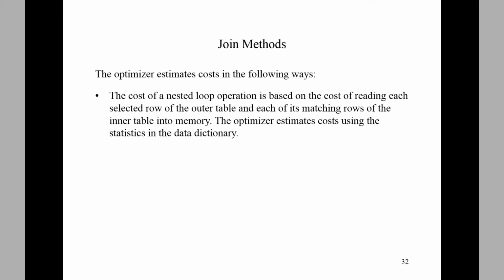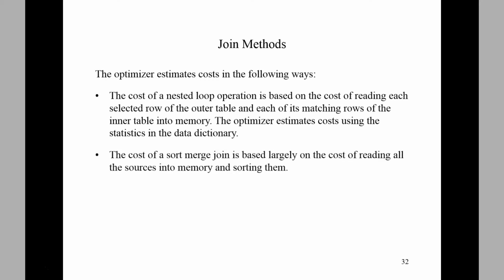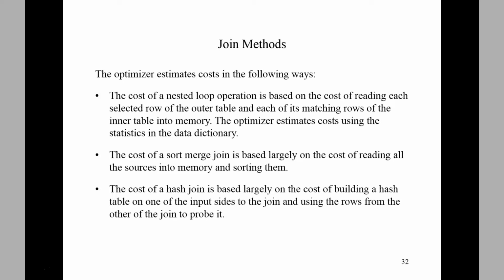The optimizer estimates the cost using statistics in a data dictionary. Remember, query optimization does not necessarily produce an optimal execution plan. It generally produces a good or efficient execution plan. And this is the result of these statistics contributing to estimation. The cost of a sort merge join is based largely on the cost of reading all the sources into memory and then sorting them. And the cost of a hash join is based largely on the cost of building a hash table on one of the input sides to the join, and then using the rows from the other to probe that table.